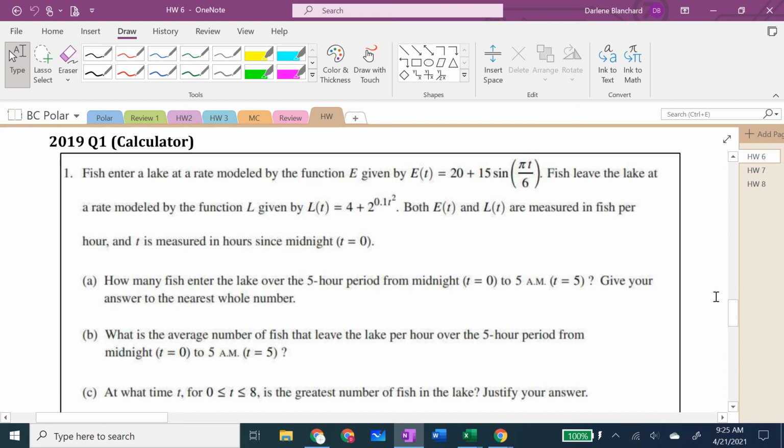Okay, 2019 question number 1. Part A. How many fish enter the lake over the 5-hour period from midnight, and they're kind enough to say what time midnight is, to 5 a.m., also telling you what time that is. But do read all the words. Nearest whole number. So you are needing to write the integral on your answer, 0 to 5.